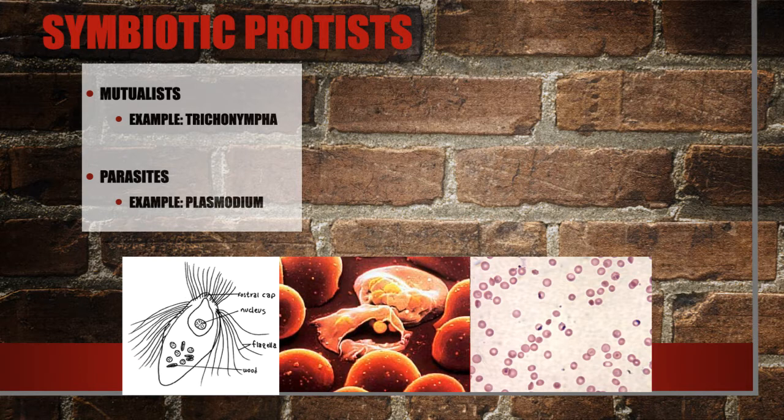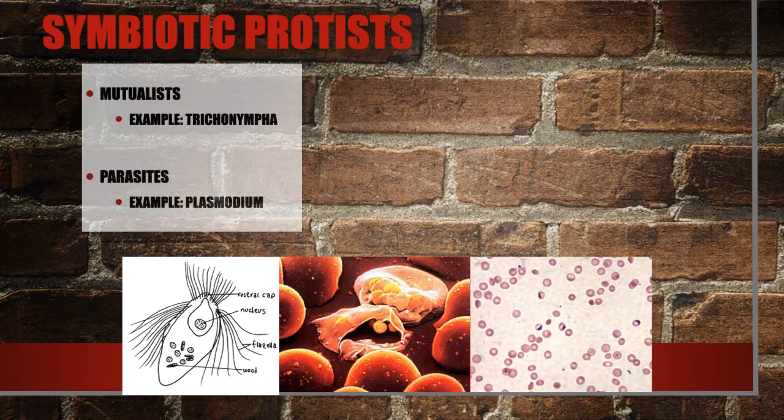Trichonympha. I can't even say the word. I honestly can't say that. These guys here are found in the guts of termites. And there's a drawing there of one. So these things are mutualists. And what they do is they actually help the termite break down wood.